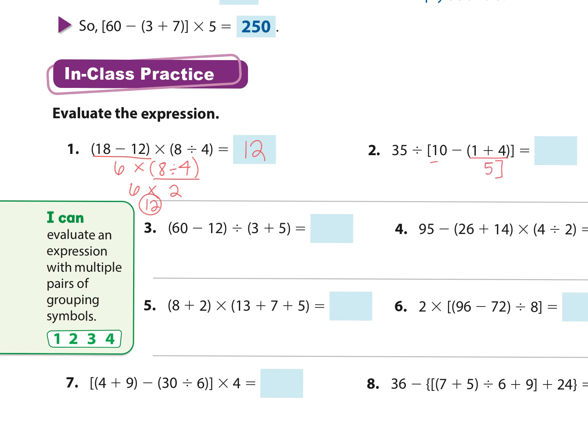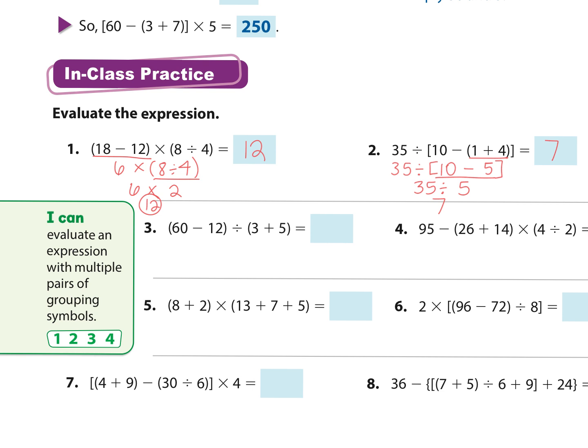You bring down everything else that you haven't used yet. So I'm going to rewrite my brackets, my little box ends. And I have 10 minus the answer to 1 plus 4, which is 5. You cannot forget the 35 and the division symbol. Okay, what will I solve next? The 10 minus 5. It's still inside a grouping symbol, so I've got to do that first. Then bring down the 35 divided by. The last step is to do the division, so my answer is 7. And again, it makes that slice of a pizza.